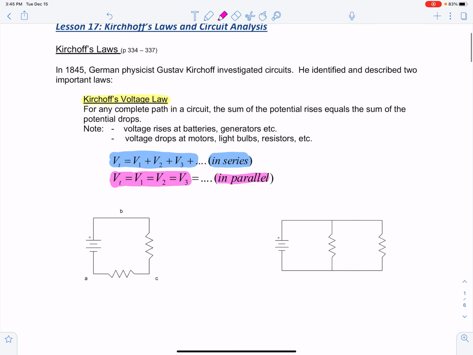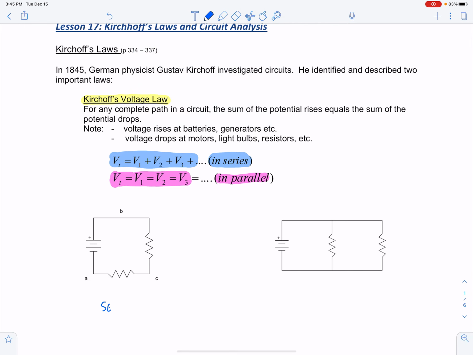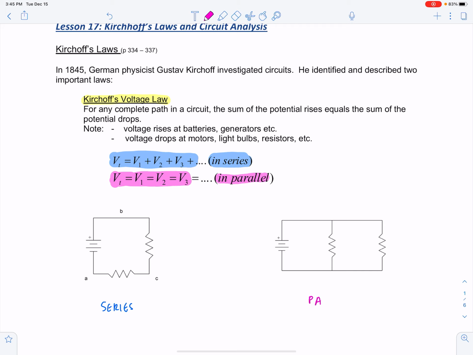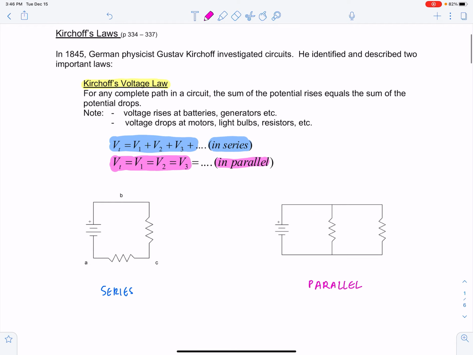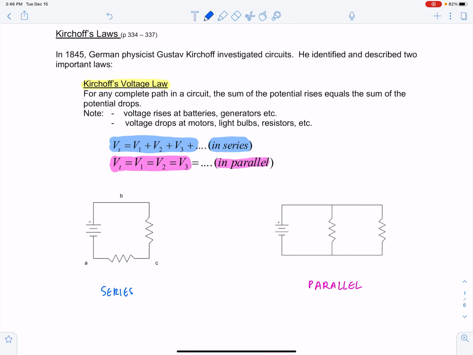So here we have a series circuit. And beside it, we have a parallel circuit. And we're going to examine Kirchhoff's laws and do some calculations using the equations for Kirchhoff's voltage law. So let's assume in the first example, we have two resistors, one with a voltage of 4 volts and one with a voltage of 3 volts. And I want to find the total voltage.